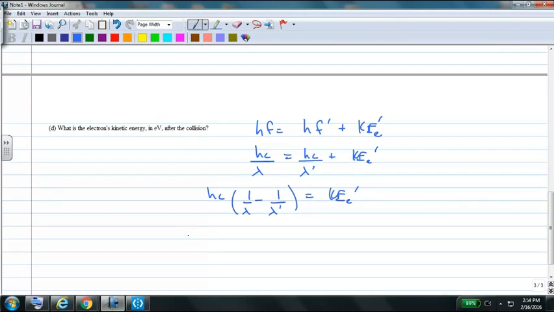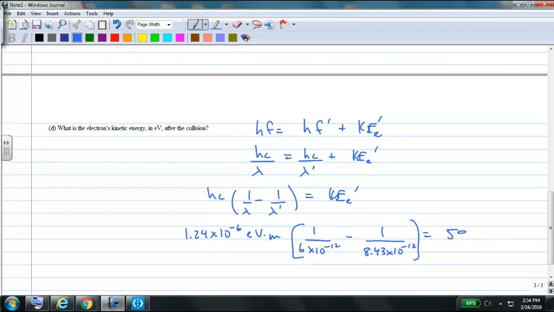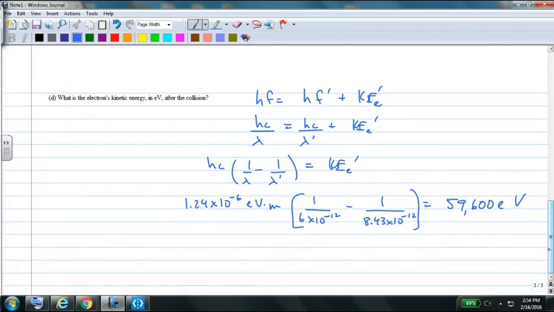hc, you know, is 1.24 times 10 to the negative 6 eV times meters. And this is going to be 1 over 6 times 10 to the negative 12th minus 1 over 8.43 times 10 to the negative 12th. And I got 59,600 eV. The book I took this from got 69,700 eV. Not quite sure where. See if you can figure it out, but that's all I got. Okay, I'm going to try and save this.